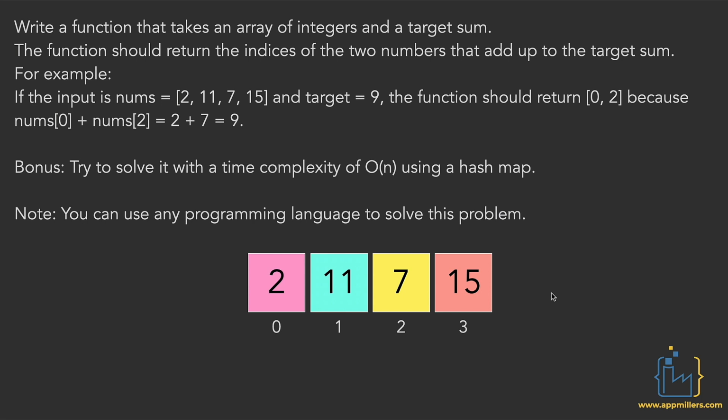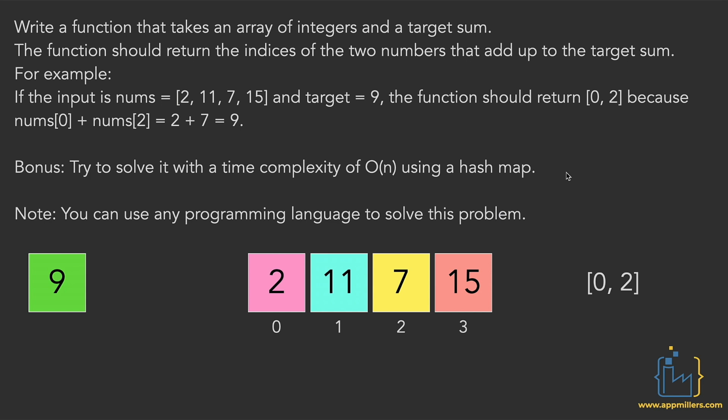For example, as a first parameter, if we pass this array, and as a second parameter, which is target, if we pass 9, we can easily see that in this array, if we sum up 2 and 7, it's going to be 9. So we can easily return the indices of these two numbers. So it's going to be 0 for 2 and 2 for 7. So if you sum them up, it's going to be 9. So there are not any other numbers that we can sum and get 9. In this case, we have only two numbers.